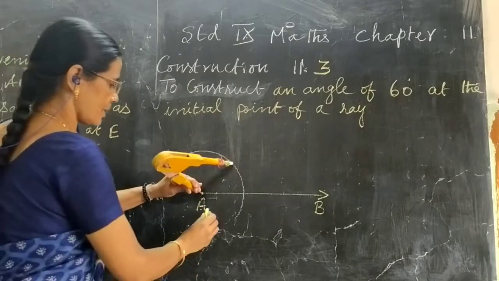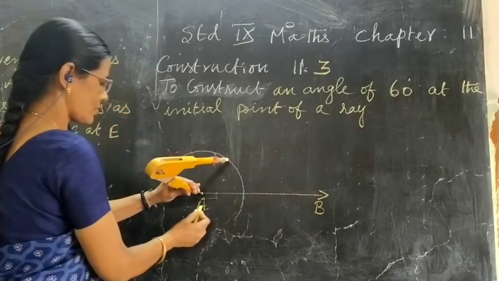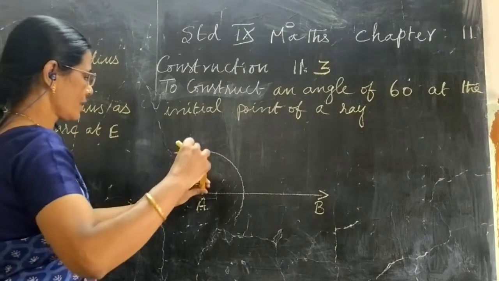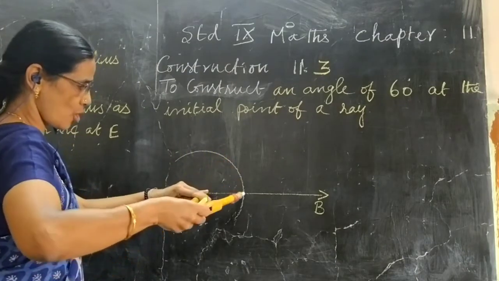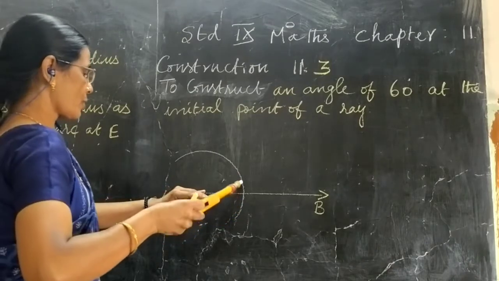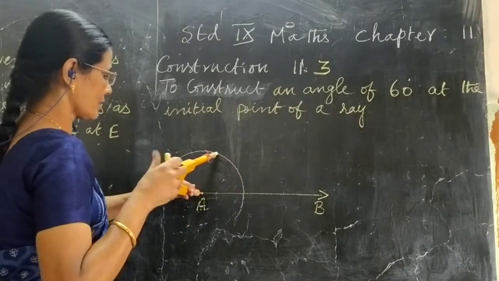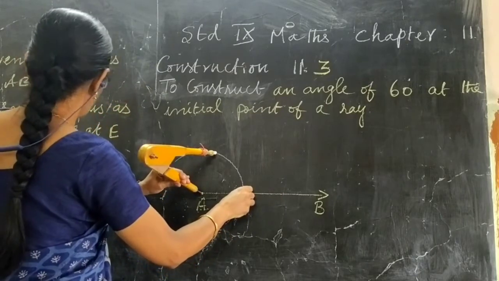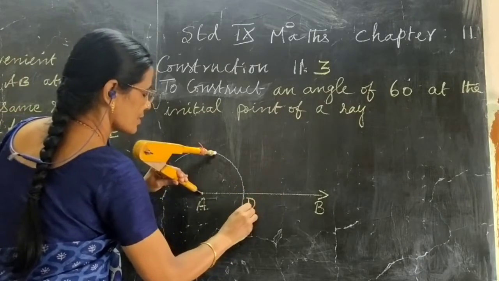We are given ray AB. We are asked to construct 60 degrees at the point A. Now with A as center and any convenient radius an arc is drawn. You can see the arc is intersecting AB at some point. Let us take this point of intersection as D.